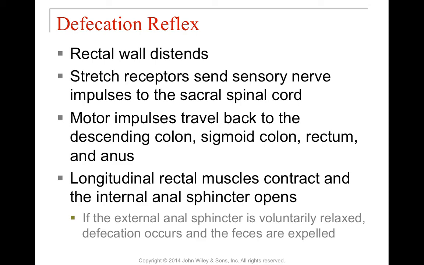We have stretch receptors inside there that send information through the spinal cord, so these nerve impulses then result in motor impulses, and motor impulses travel back through the descending colon, through the sigmoid colon, the rectum, and the anus, so it travels to the entire lower digestive tract. And then we end up with the contraction of the longitudinal rectal muscles, and that's going to open the internal anal sphincter. And when that internal anal sphincter opens, everything is going to get dumped into the rectum and put pressure on that external anal sphincter, which needs to be voluntarily relaxed, allowing for defecation to occur and the expelling of the fecal matter.